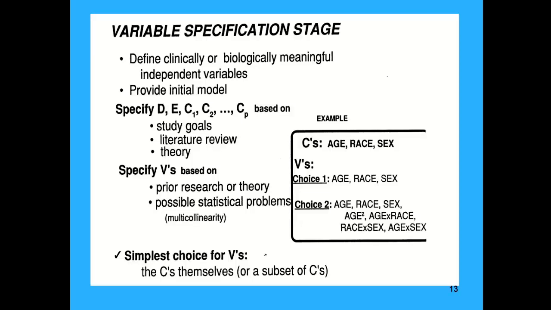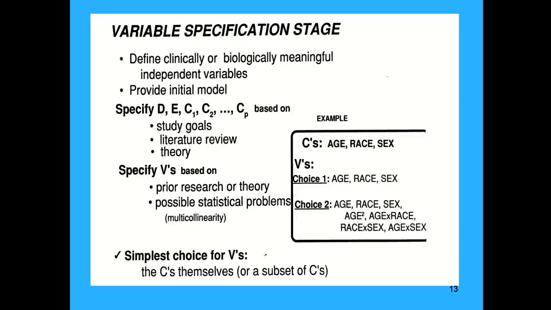Because why? Or another way to say that is that it may be the relationship between age and the outcome is not linear. Let's say the outcome is blood pressure. It doesn't mean as age goes up, blood pressure goes up linearly. It may go up in some quadratic way. And that may mean you should have an age square in the model.